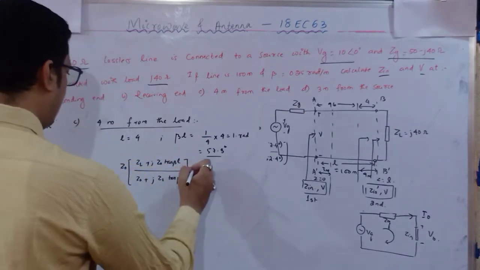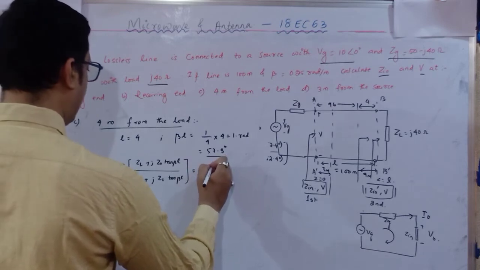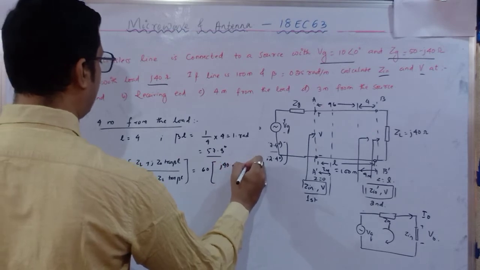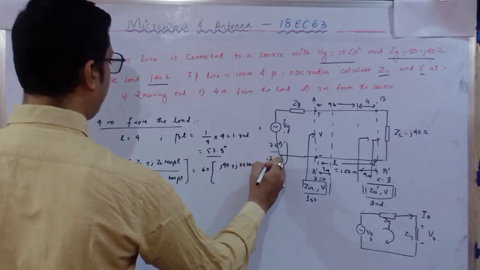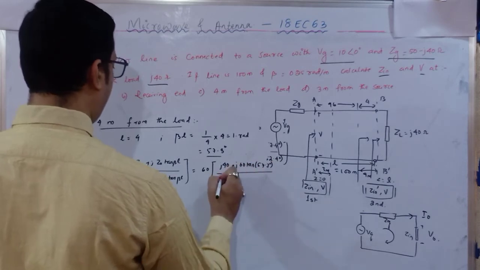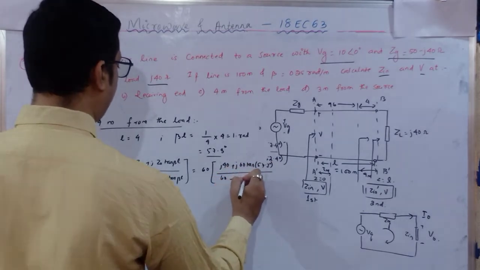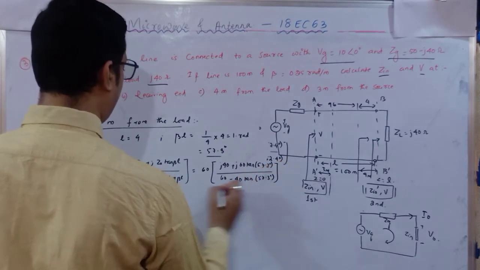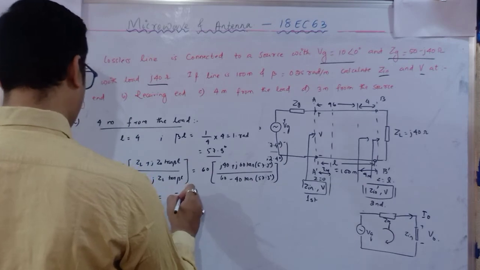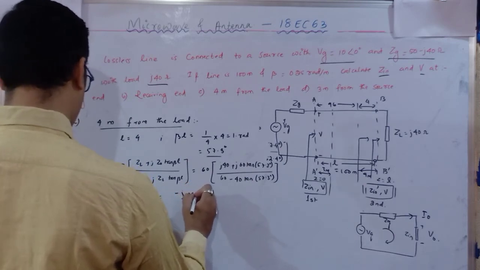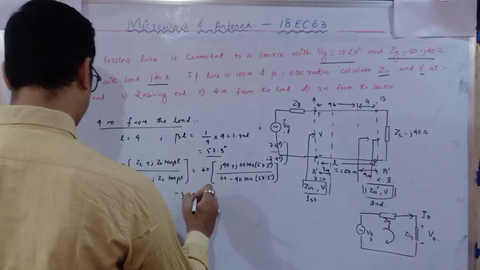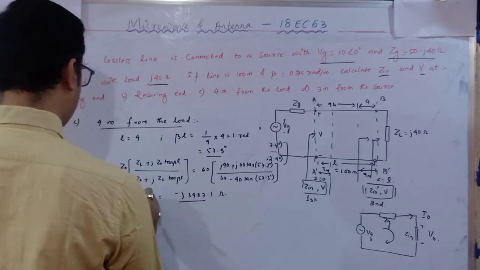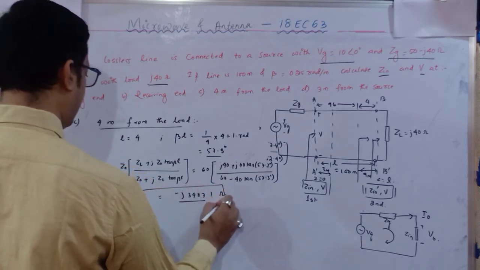Substitute it. So Z0 is 60, ZL is j40, so it is 60 (j40 + j60 tan 57.3 degree) divided by (60 minus 40 tan 57.3 degree). If you solve this, near about j3487.1 ohm. So this is your input impedance.